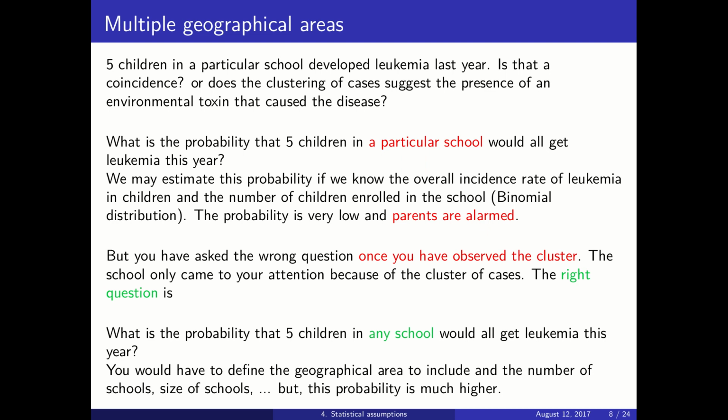And somehow you may think of all the schools in a country, for instance, let's say the UK. So there are really, really many schools, thousands of schools, and only one of them came to your attention because of these 5 children developing leukemia. But so the question is not what is the probability that in that particular school 5 children develop leukemia. The question is what is the probability that in these thousands of schools there is one in which 5 children can simultaneously develop leukemia. And now the probability is much, much higher, because it is somehow multiplied by the thousands of schools in the UK. So in a way, we are also in this setup in which we are doing many tests at the same time.